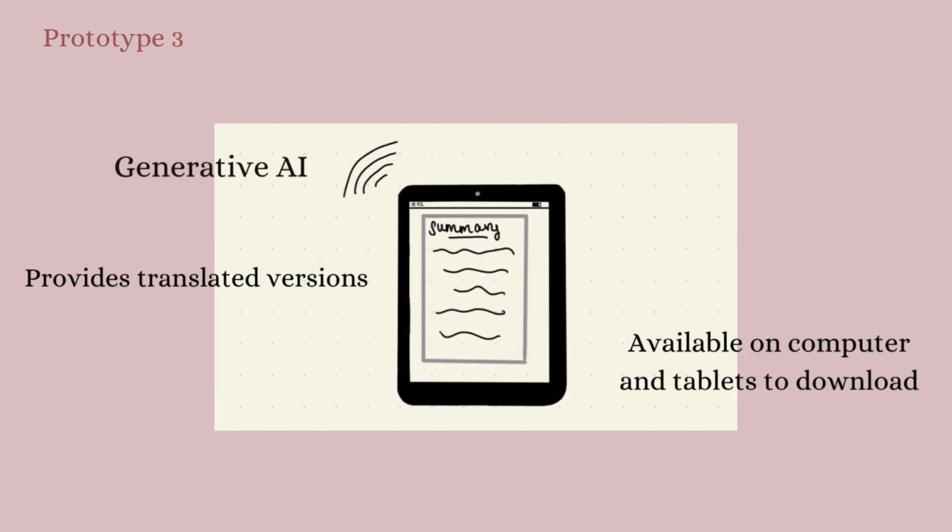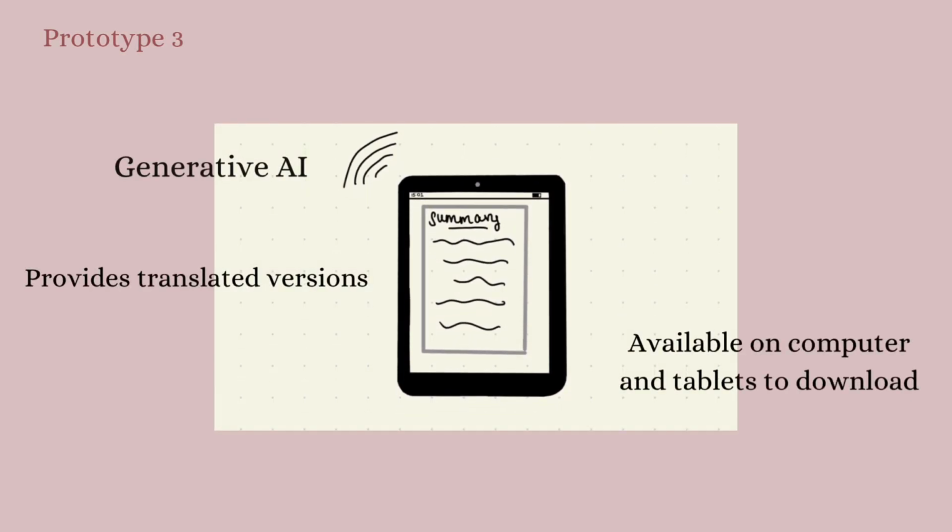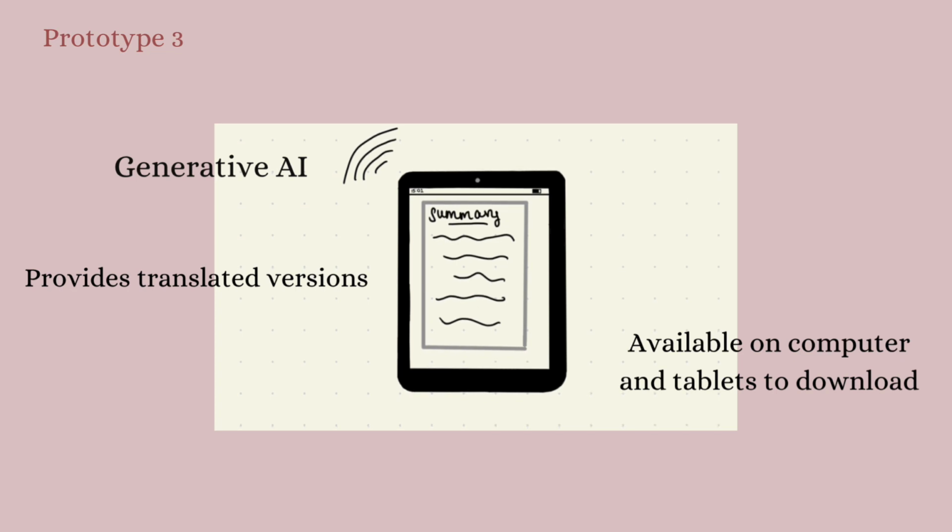The last prototype is a generative AI tool that creates summaries instantly using live audio. Users are able to record chosen sound which the application will analyze to create a summary and also makes translated versions available.